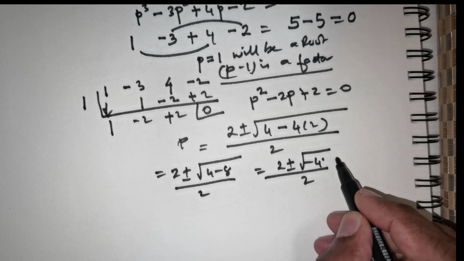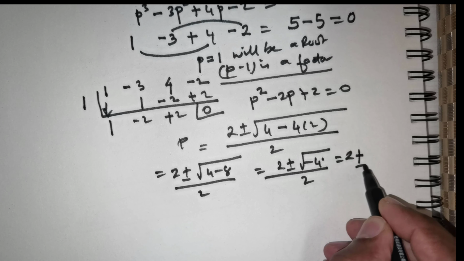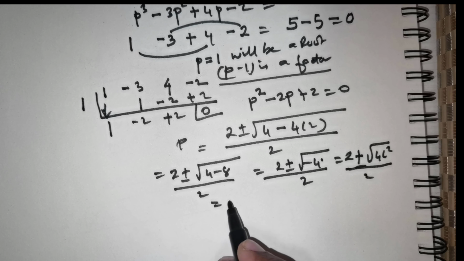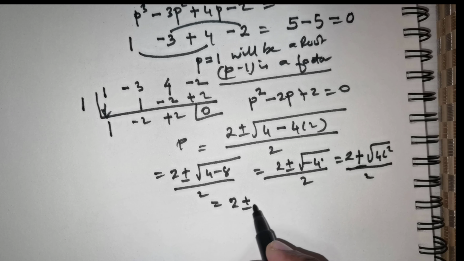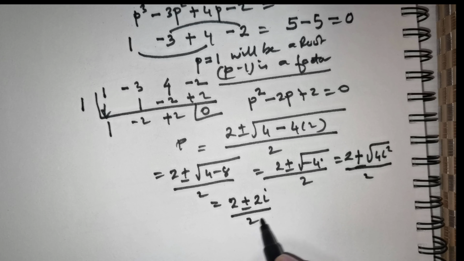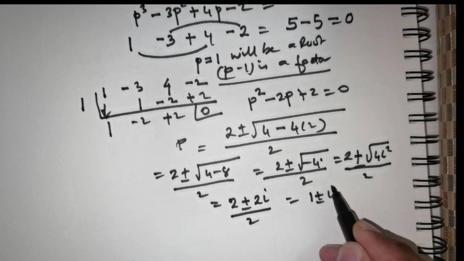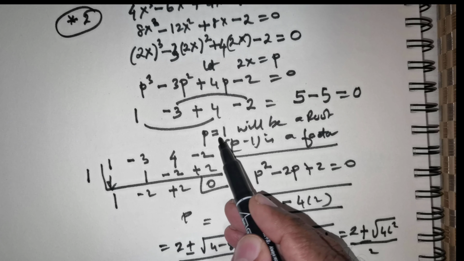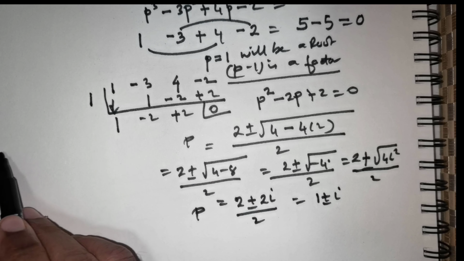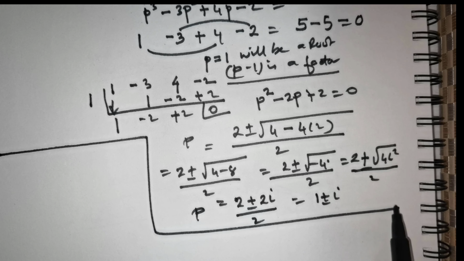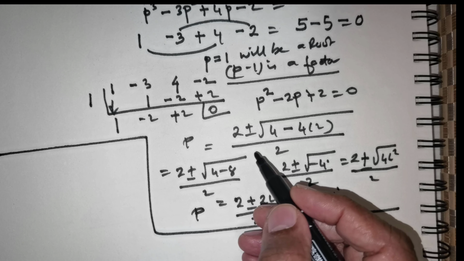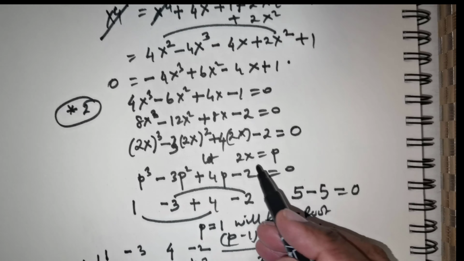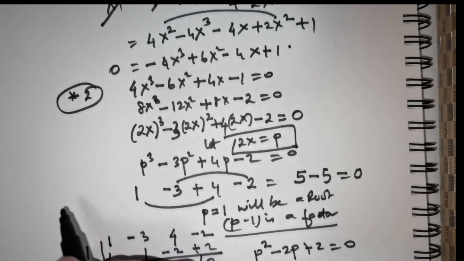Now I need to get rid of this negative sign, so I'm going to rewrite this as 2 plus or minus root of 4 i squared, divided by 2, which is going to be 2 plus or minus 2 times i, divided by 2, which is going to be 1 plus or minus i. This is the value of p. Now we already got p is equal to 1 to be a root, so let me just revert back to the original variable. We started with taking 2x is equal to p, so we have to revert that back.